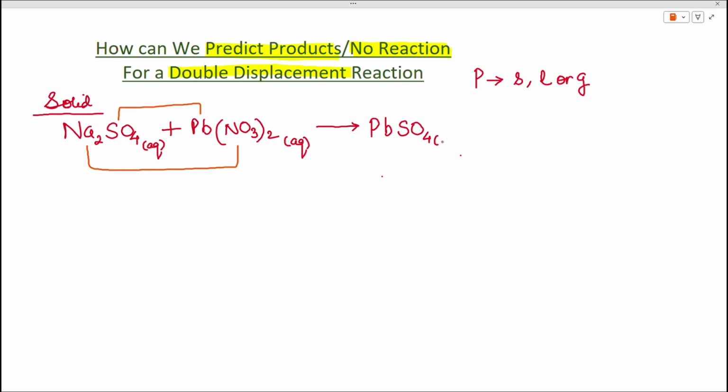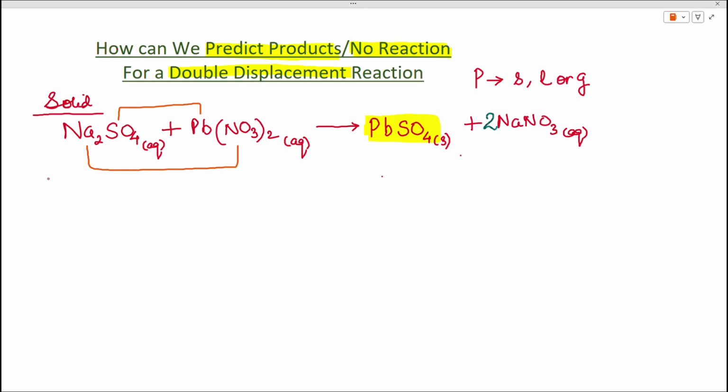PbSO4 as a solid and sodium nitrate, NaNO3, as aqueous. Because we have now formed one of the products as a solid, these are the correct products of this double displacement reaction. Now we are just going to balance this chemical reaction. Na on the left is 2, and Na on the right we'll also make 2. Nitrates also become 2, and nitrate over here is also 2. So this is the first case of a double displacement reaction.